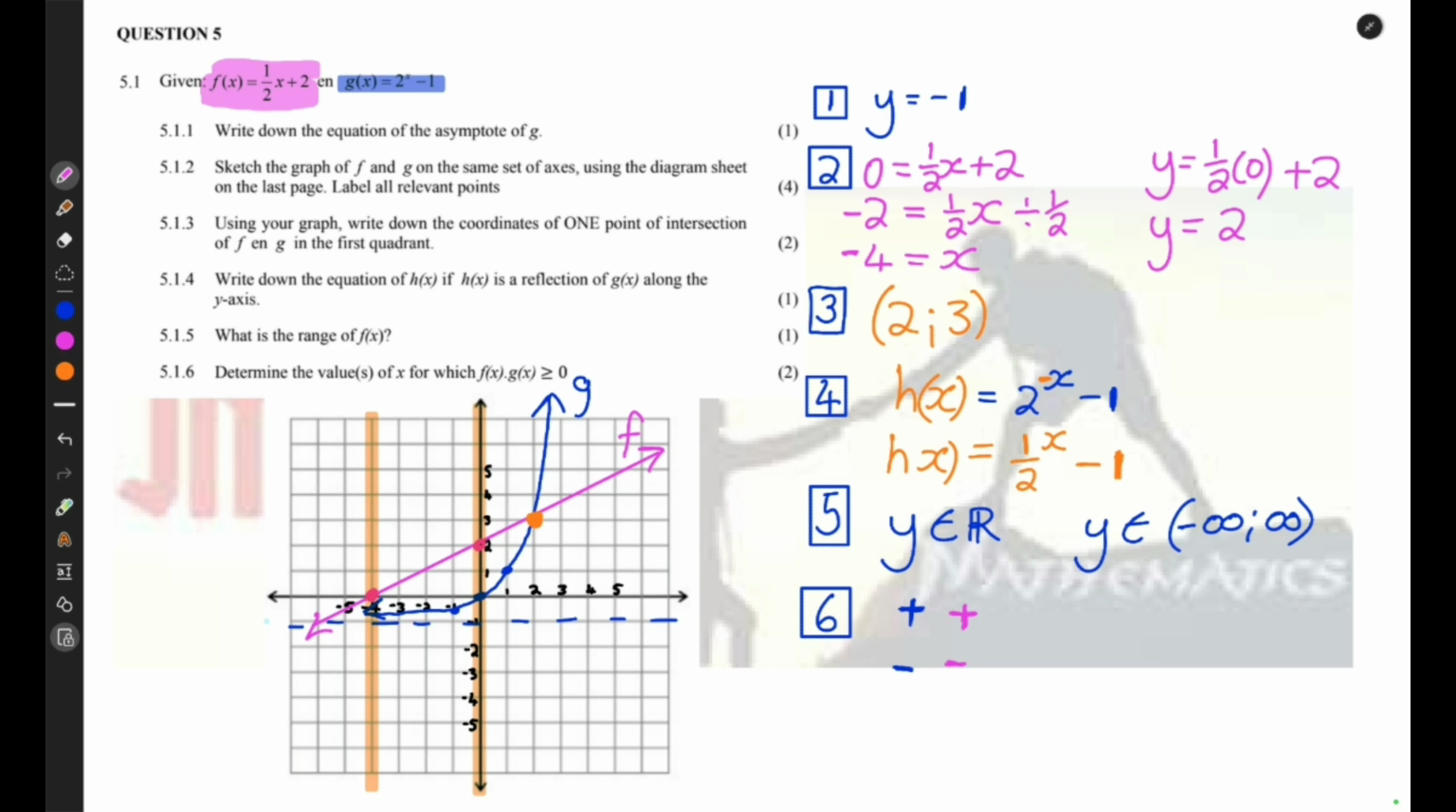Then what I'm going to do is write pluses and minuses everywhere. So let's start from left to right. The pink graph is below the y-axis on the left, so I'm going to do a minus right there. In the middle between the orange lines, there's a plus because the pink graph goes above the x-axis.